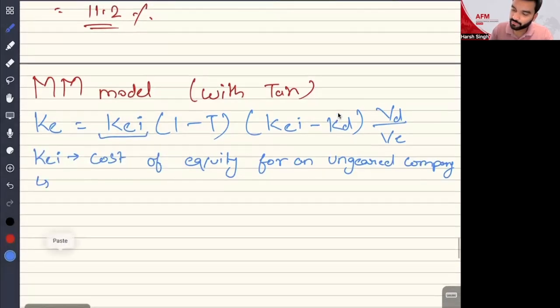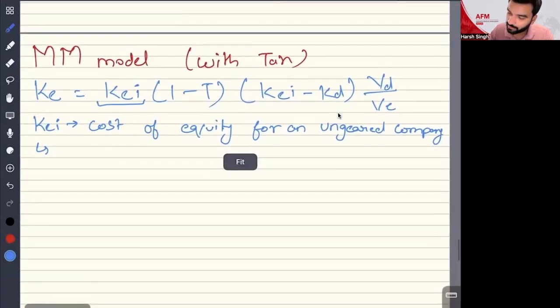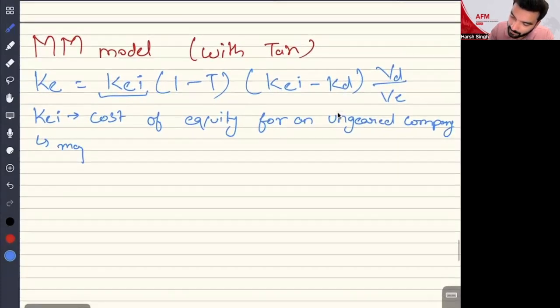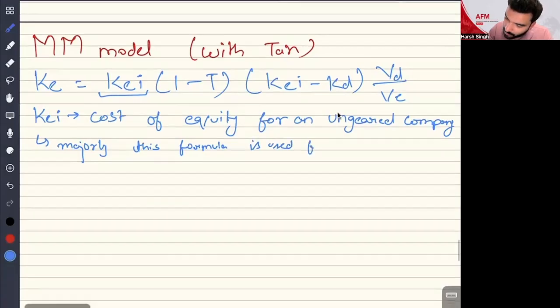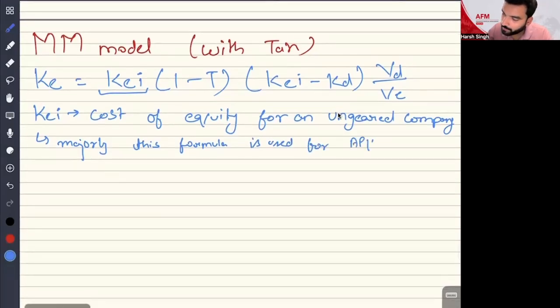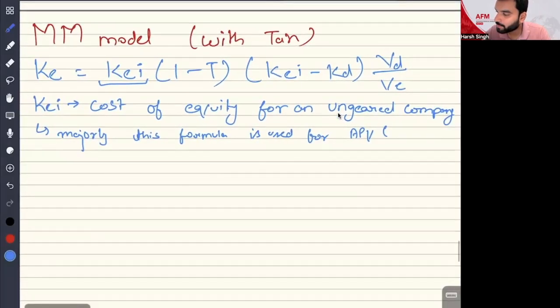So this formula is majorly used for APV, in the base case. Okay, this is how and where this formula will be used, everyone. There won't be a lot of questions that will be tested over here. This is the very first thing that you need to remember.